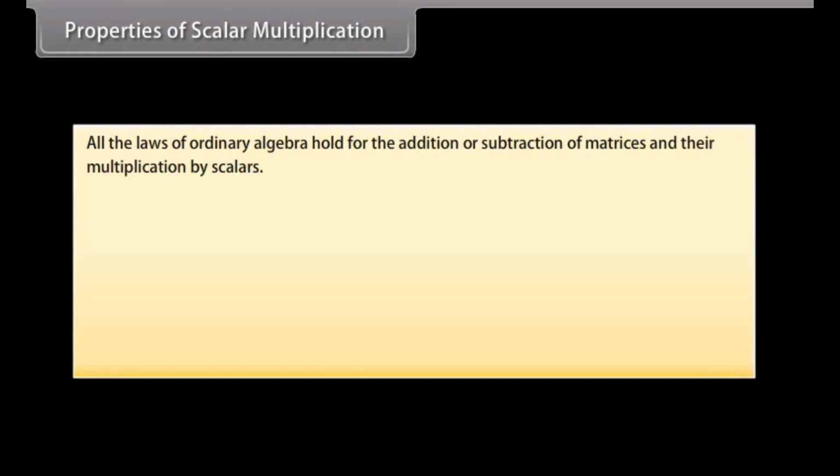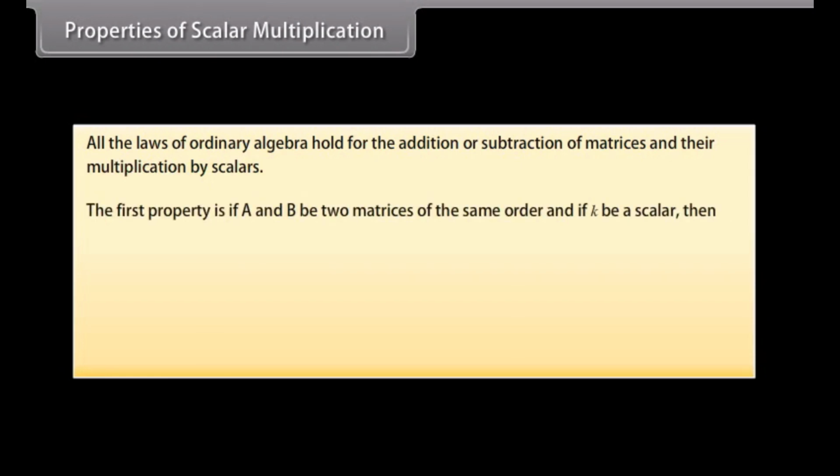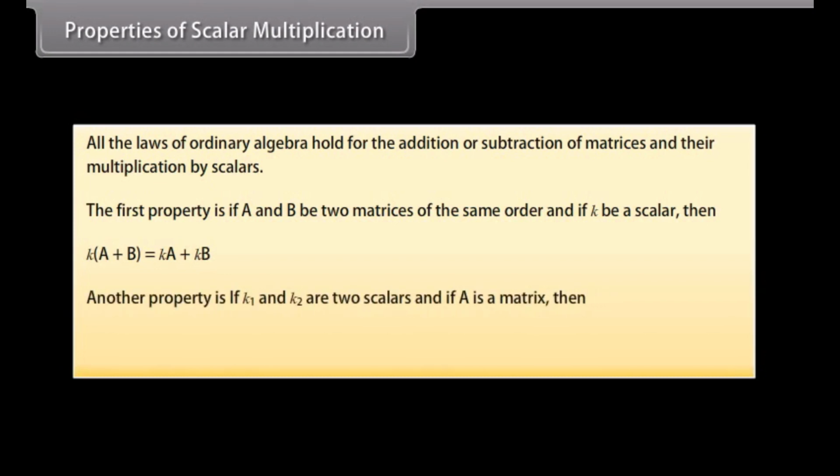Properties of scalar multiplication. All the laws of ordinary algebra hold for the addition and subtraction of matrices and their multiplication by scalars. The first property is, if A and B are two matrices of the same order and K is a scalar, then K times A plus B is equal to K times A plus K times B. Another property is, if K1 and K2 are two scalars and A is a matrix, then K1 plus K2 times A is equal to K1 times A plus K2 times A, and K1 times K2A is equal to K2 times K1A.